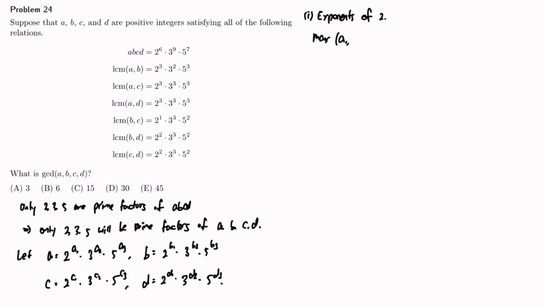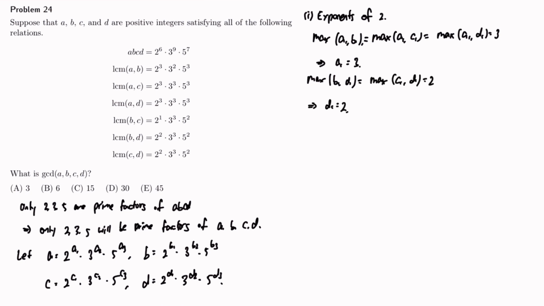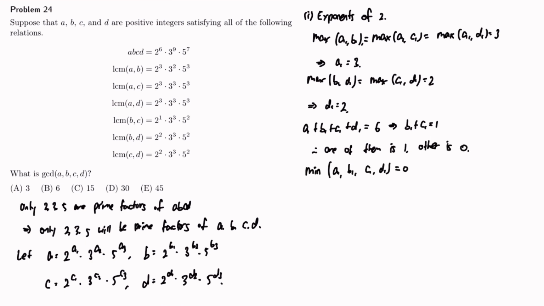Comparing the exponents of 2, we have that the maximum of a1 and b1, the maximum of a1 and c1, and the maximum of a1 and d1 are all 3. This gives that a1 is 3. Now, since the maximum of b1 and d1, and the maximum of c1 and d1 is 2, d1 is equal to 2. We have a1 plus b1 plus c1 plus d1 equals 6, so b1 plus c1 is 1. Therefore, one of them should be 1, and the other should be 0.